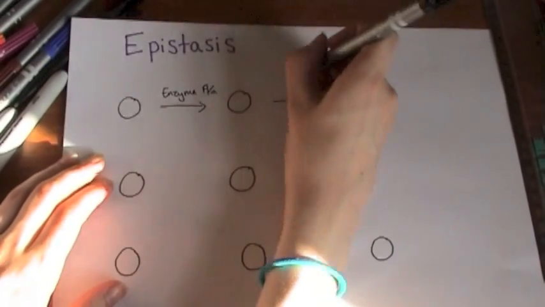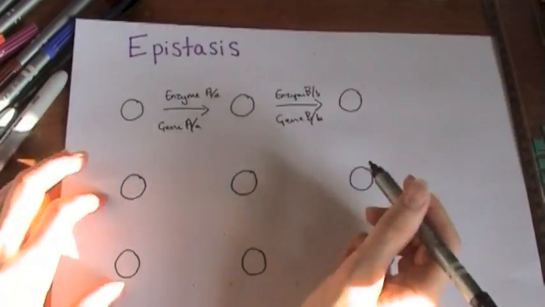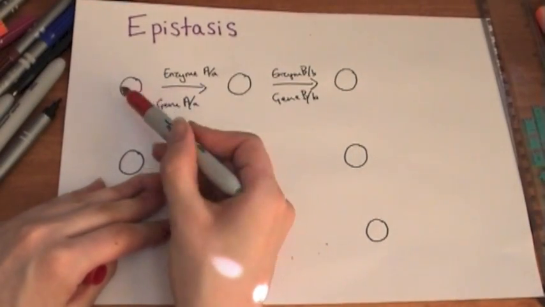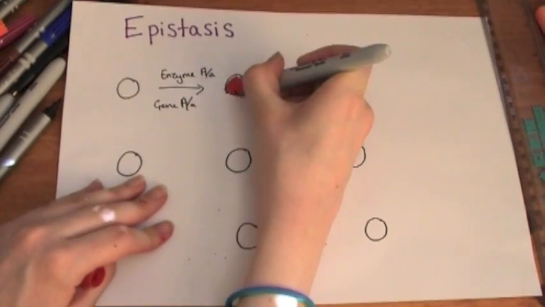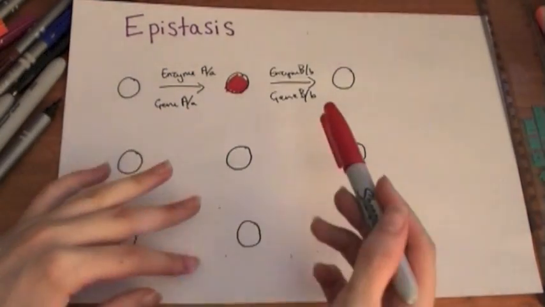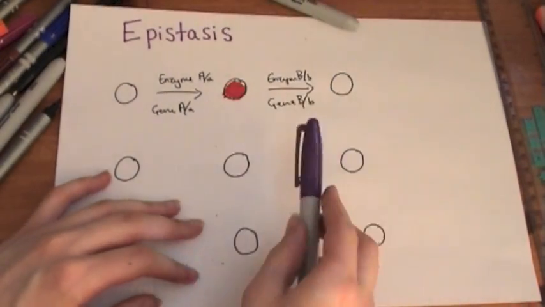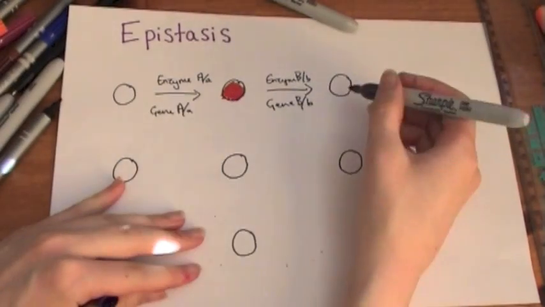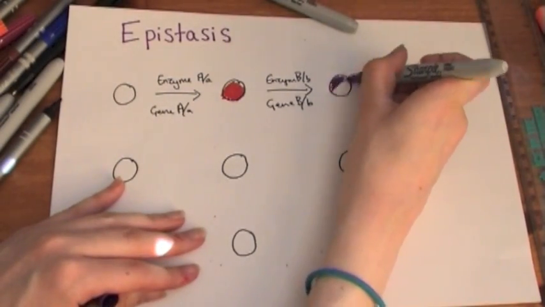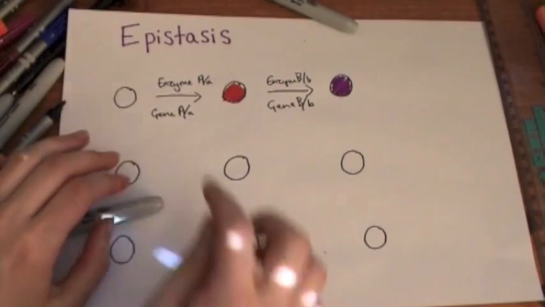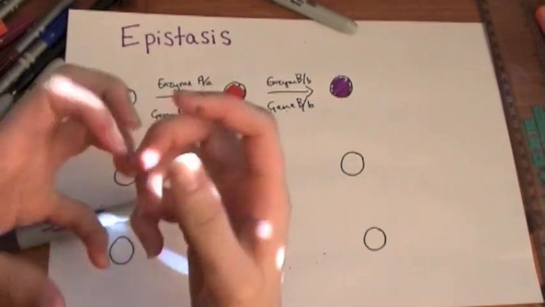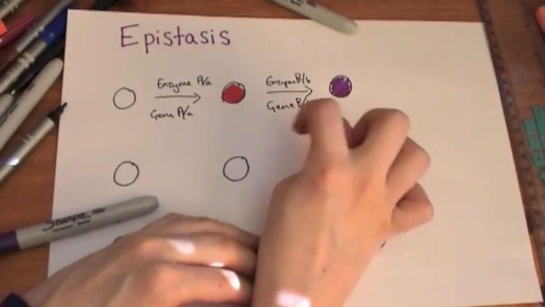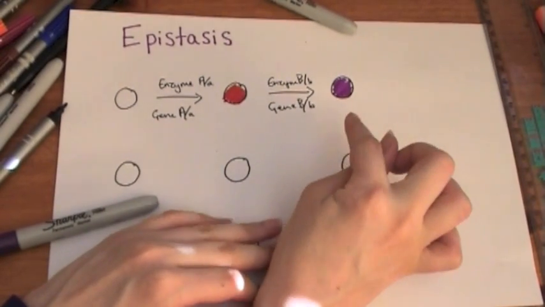So if we are talking again about flowers, if we're talking about two genes, I'm going to say that enzyme A turns a colourless precursor molecule into a red pigment, and then enzyme B, which is coded for by the gene B, turns that red molecule into a purple one. So we're getting a colourless molecule, and if we have the right enzyme here, that converts it to a red molecule, and if we have the right enzyme here, that'll convert it to a purple one.